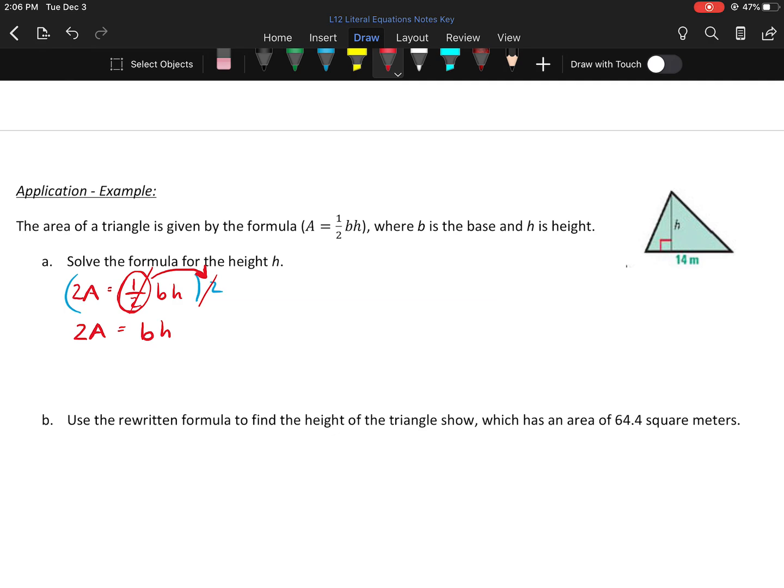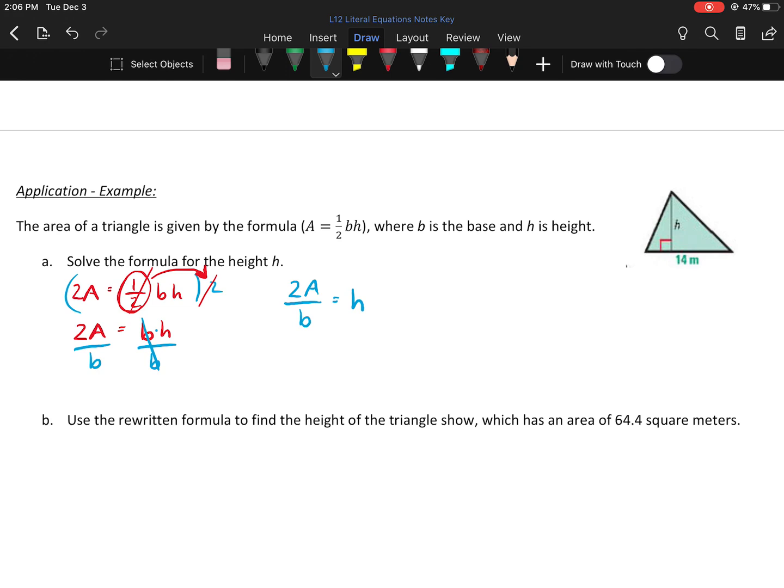Now I still need to get the h by itself. All I have to get rid of is the b, so since it's b times h, I'm going to divide by b over here, divide by b over here, and now I have the h by itself, so I get 2A over b is equal to h.